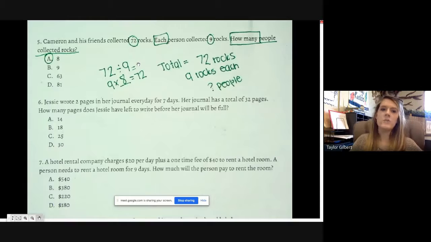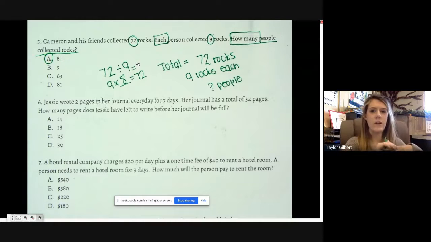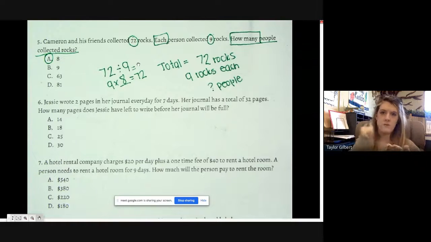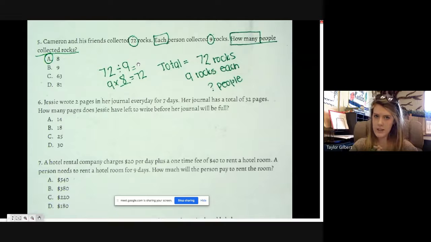Jessie wrote 2 pages in her journal every day for 7 days. Her journal has a total of 32 pages. How many pages does Jessie have left to write before her journal will be full? Think about it. She has 32 pages in her journal. She writes 2 pages every day. So this day, writes 2 pages, flips a page. Next day, writes 2 pages, flips a page. She does this for 7 days. How many pages does she have left before all the 32 pages have been written on?